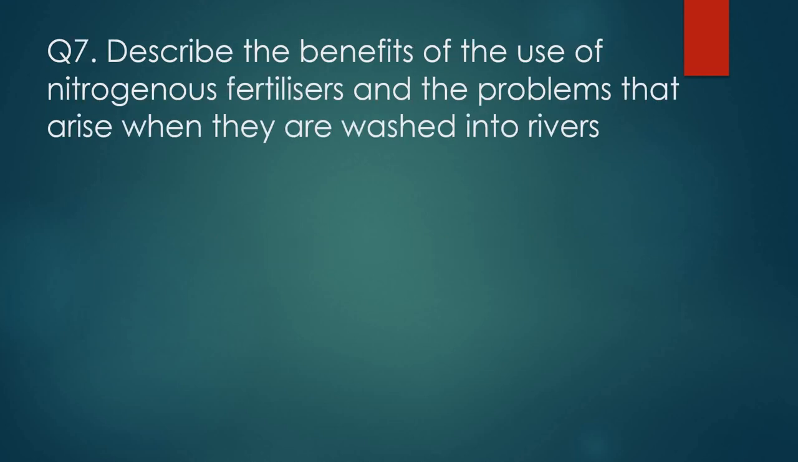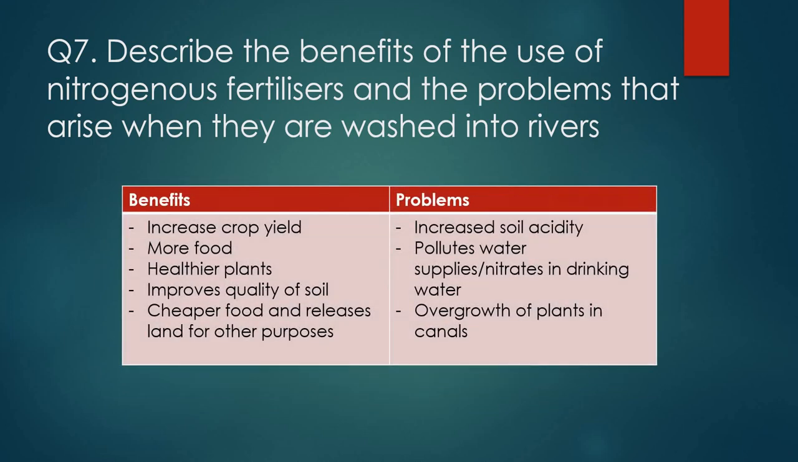Describe the benefits of the use of nitrogenous fertilisers and the problems that arise when they are washed into rivers. Now this would be a long answer question within the exam, but to summarise the points, we have the benefits and problems shown here in this table. So the benefits are that the crop yield is increased, meaning we have more food, the plants are healthier, the quality of the soil is improved, and there is cheaper food and the land can be used for other purposes.